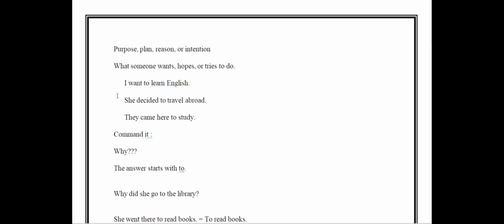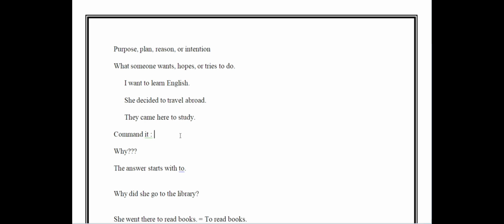Second, she decided to travel abroad. That is what she wants. They came here to study. That is their intention. So what are we saying? To plus V1 form, that is to learn in the first example. Then it is to plus travel, which is to plus infinitive in the second example.